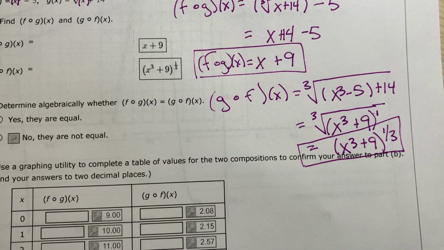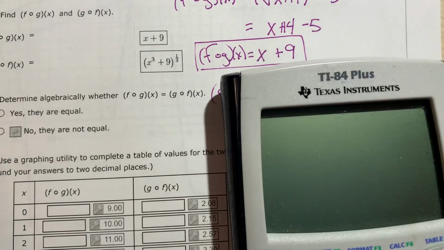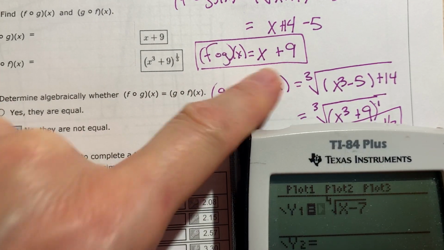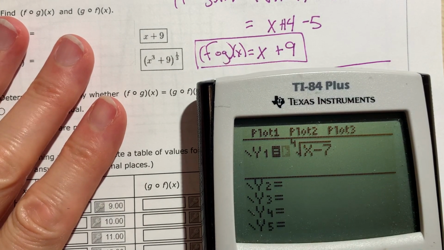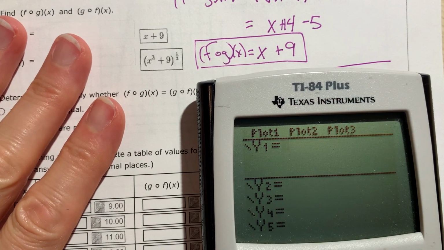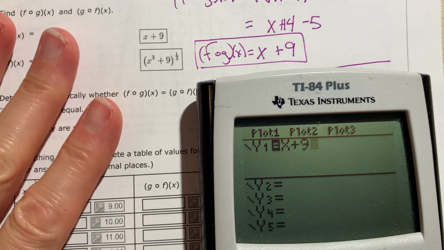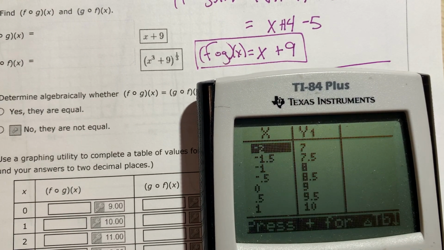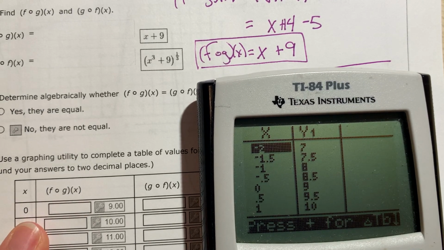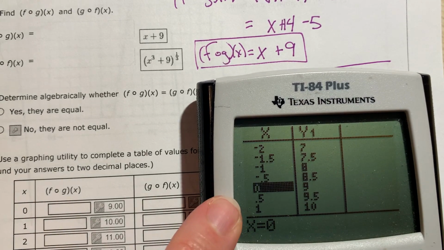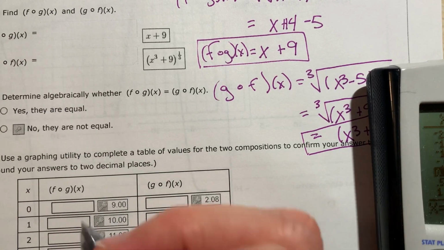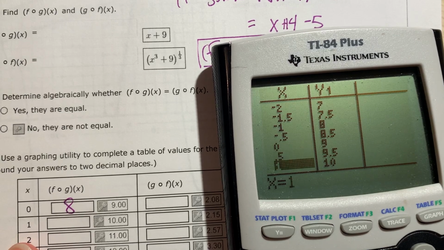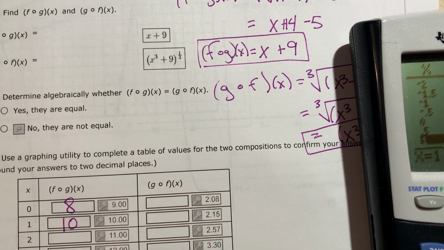So if you go to your y equals, and if I put in this x plus 9 as my first function, let me get rid of this. Okay, and then I'm just going to go to table. And there's my table of values. So they just want you to put in the values. So when x is 0, y is 8. When x is 1, y is 10, and so on.